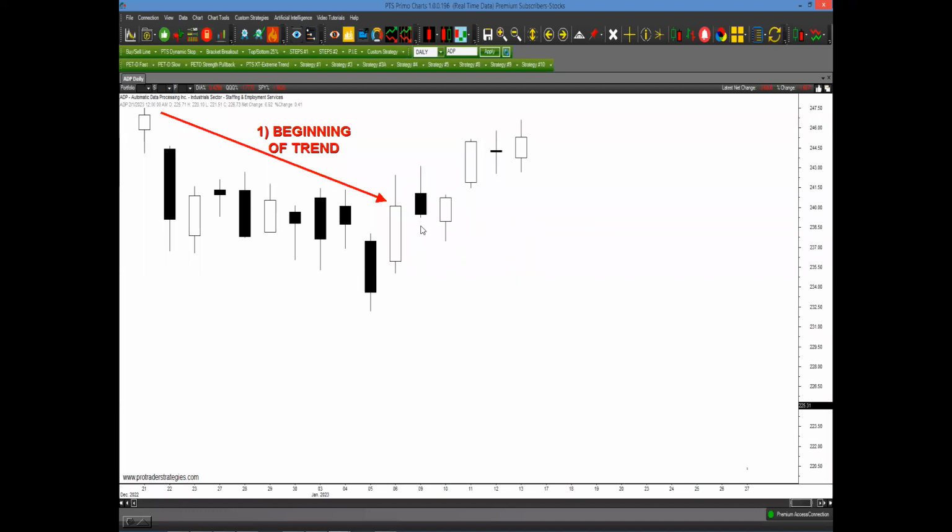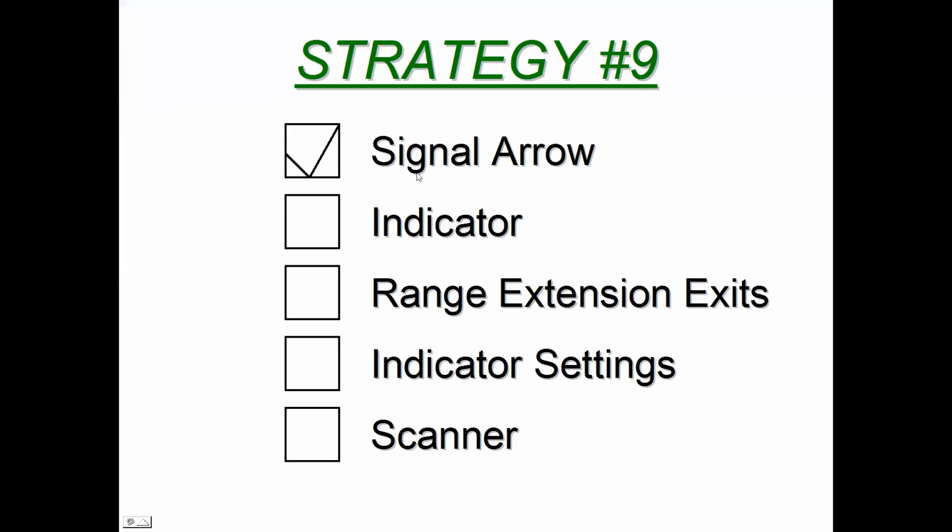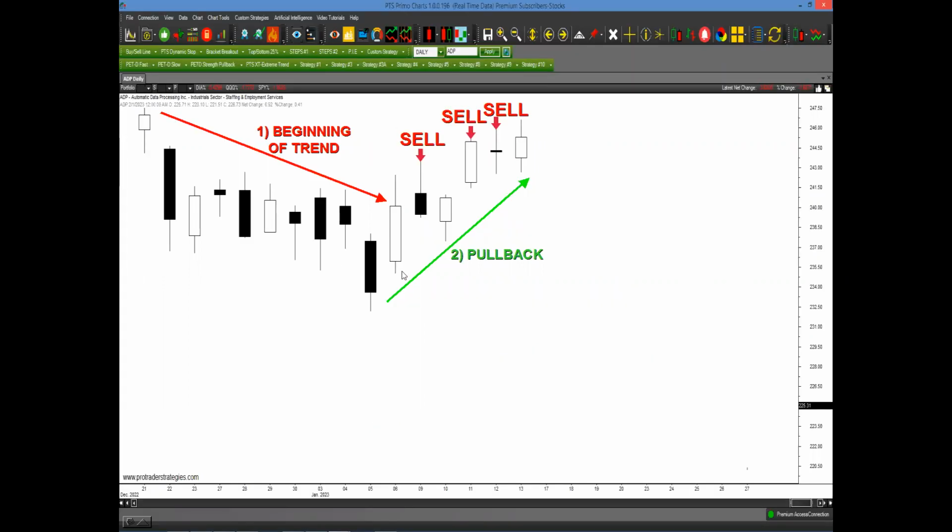That guy on TV says he really likes this stock, okay? But if this meets all the requirements of strategy number 9, you say to yourself, you know what? I think I've identified some sell signals here. So click on strategy number 9. You feel it's a pullback. Check your work in the drop-down menu, click on signal arrow, and you see that, yes, this was a pullback because it's generating 3 signals.